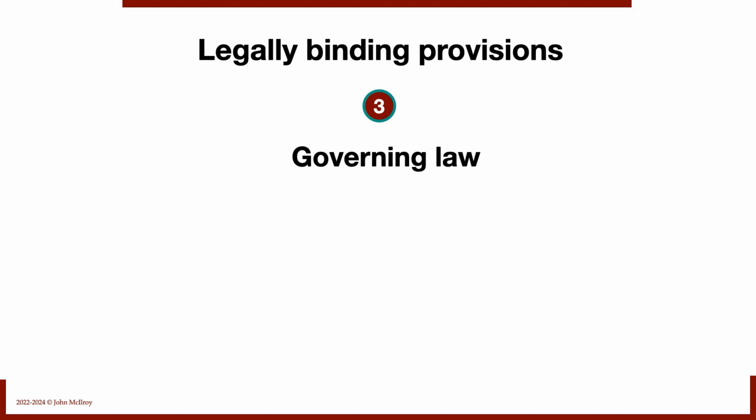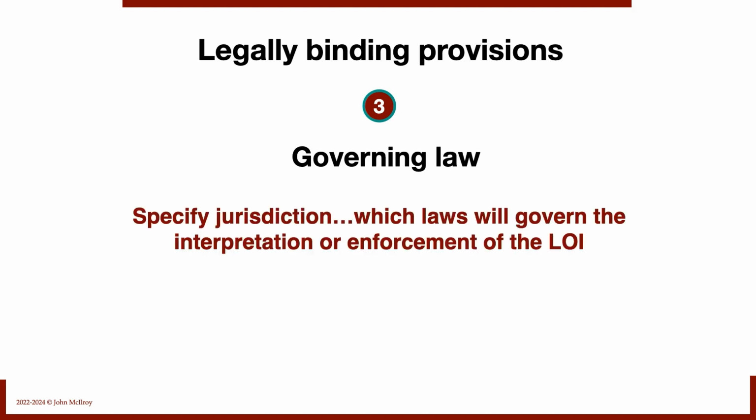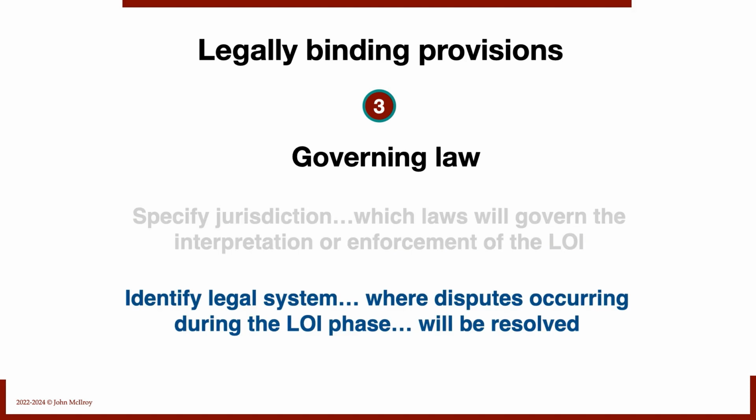Number 3, the governing law. Which laws will govern the interpretation or enforcement of the LOI? We're identifying the legal system where disputes occurring during the LOI phase will be resolved. And so typically we're going to have governing law in there as well. Whenever you have legally binding provisions, you need governing law.